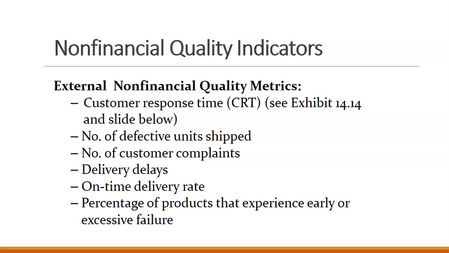The number of defective units that actually shipped out and then came back to us. How many customer complaints did we have? Did we have delivery delays? Are we on time? How long does it take before we have failure in products, and what is excessive failure?